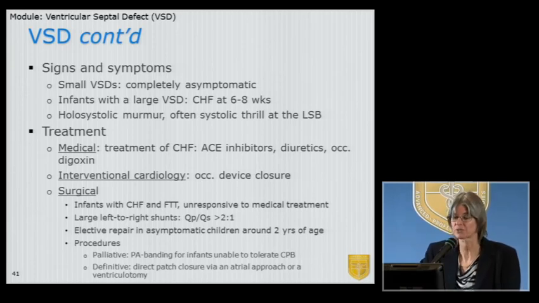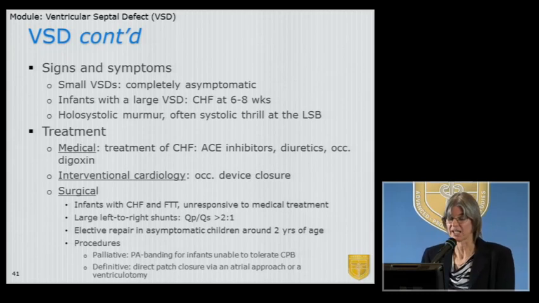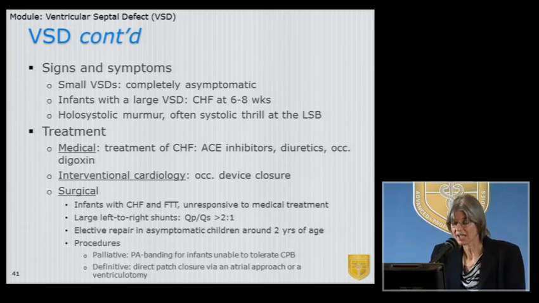How do you treat them? If they have congestive heart failure, you put them on ACE inhibitor, diuretics. Occasionally you will still see a child on digoxin. Some of them can be closed in the cath lab with a device, but most of them will end up in the OR, especially when they're unresponsive to medical treatment, or if they have a very large left to right shunt with Qp:Qs of over 2 to 1.